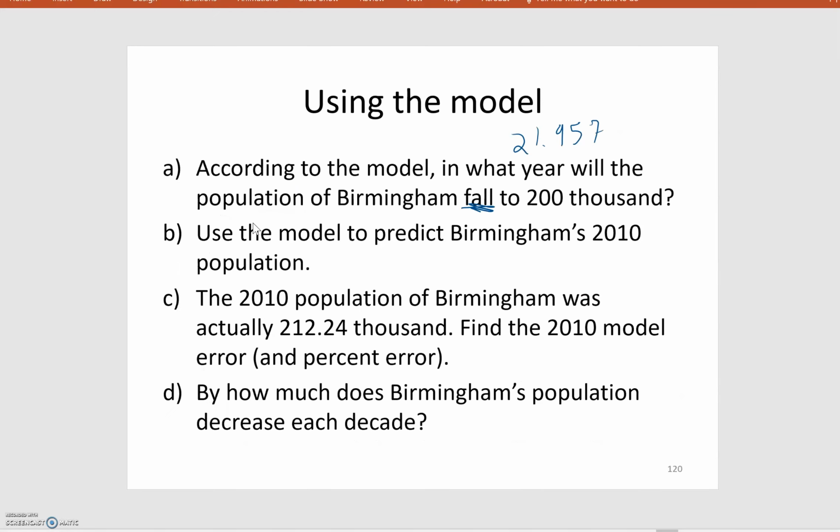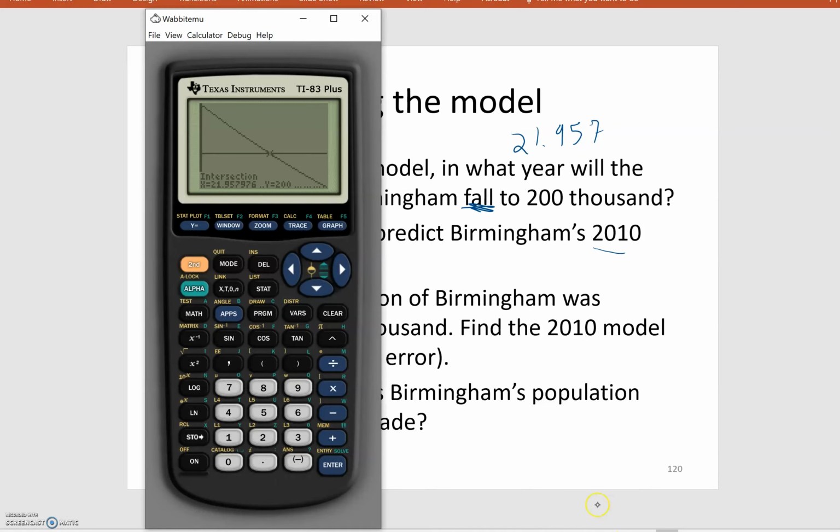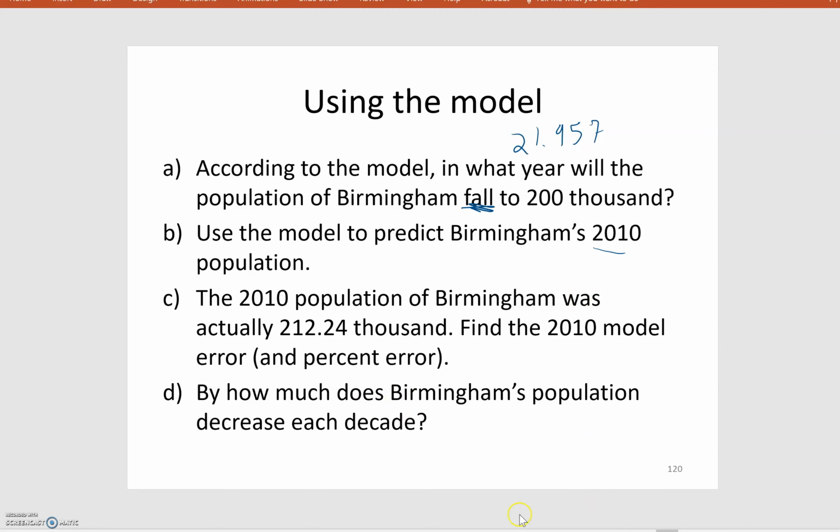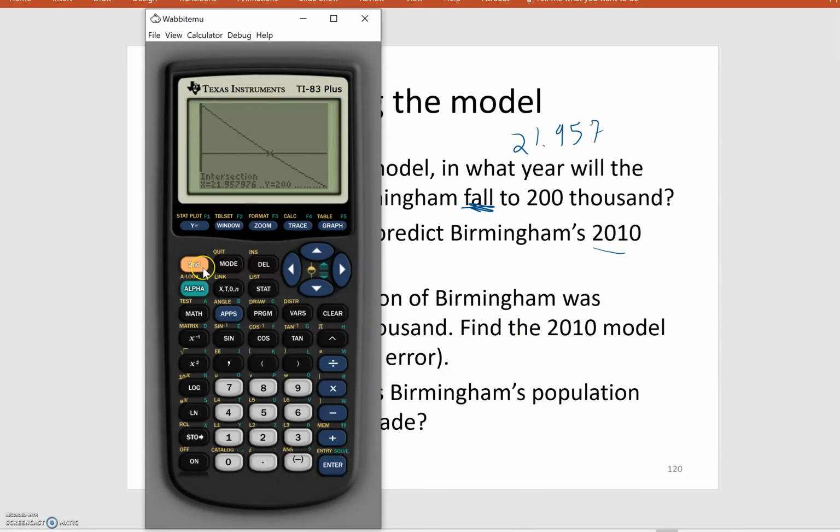Okay. Other questions. Use the model to predict Birmingham's 2010 population. Well, that one's pretty straightforward. That's just going to be evaluating. And I forgot, oh, we started in 2000, right? Okay. So we're just going to evaluate the model for 10, that's 222.30.